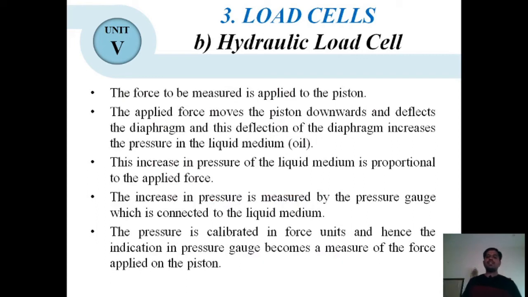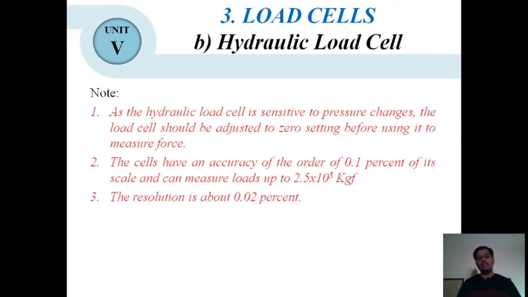The increase in pressure is measured by the pressure gauge which is connected to the liquid medium. The pressure is calibrated in force units. That means the scale of the pressure gauge is calibrated in force units itself, and hence the indication on the pressure gauge becomes the measure of the force applied on the piston. So we get the force as our output by placing an input on the piston.